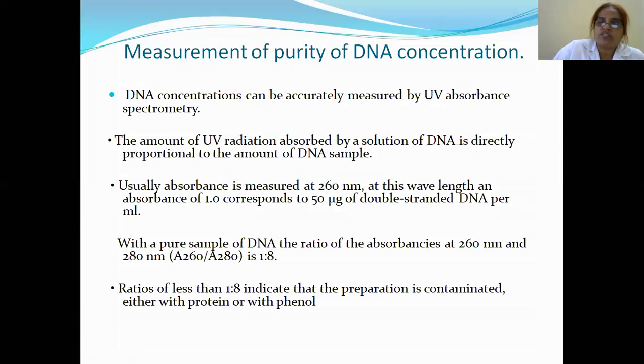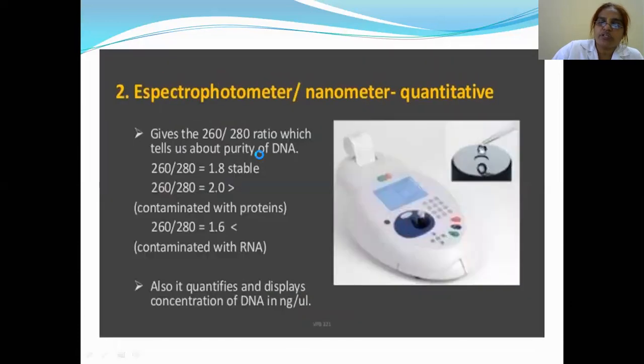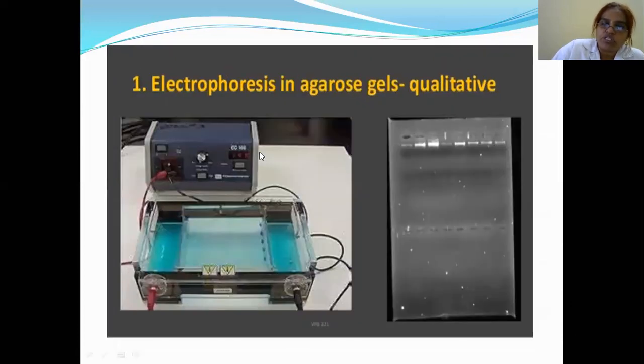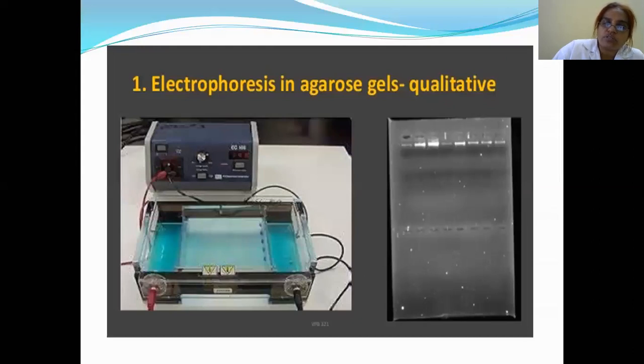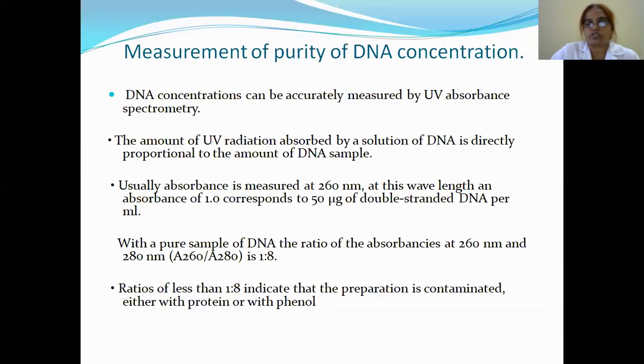After isolation of the DNA, you should measure the purity and concentration of the DNA. How? The purity and concentration of DNA are measured by using UV absorbance spectrometry and electrophoresis, that is agarose gel electrophoresis.